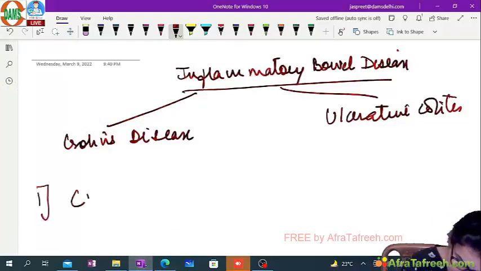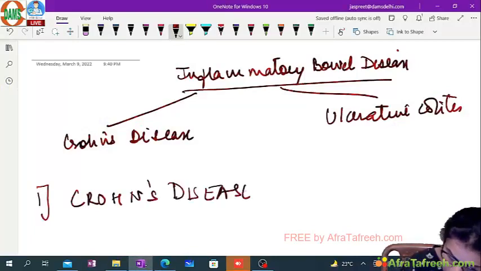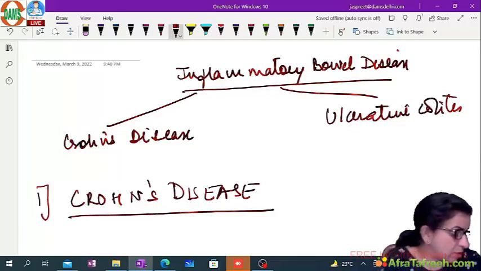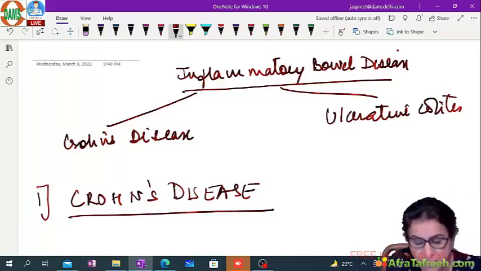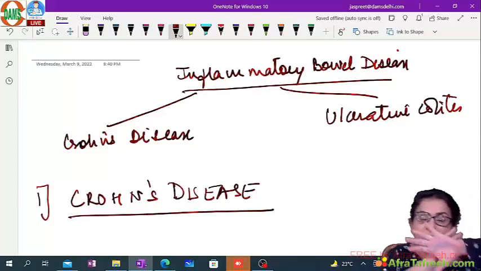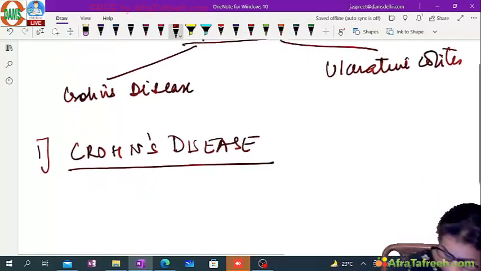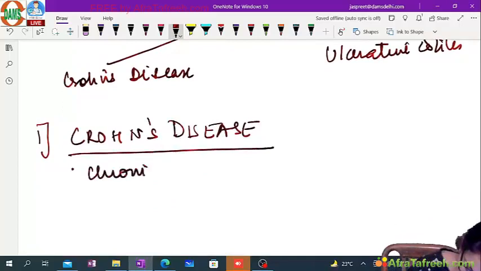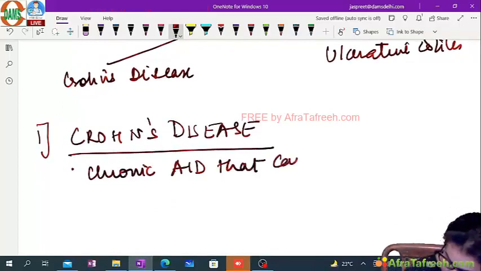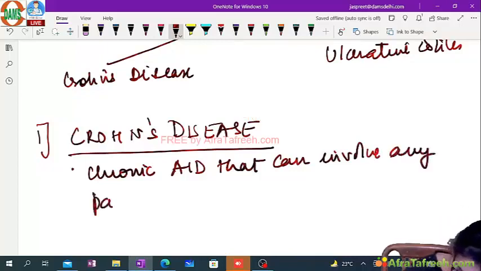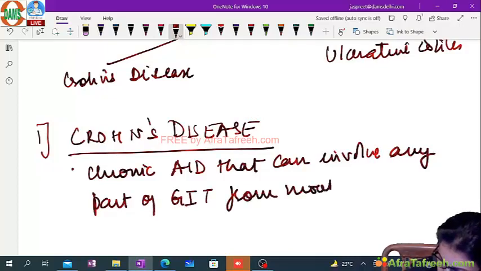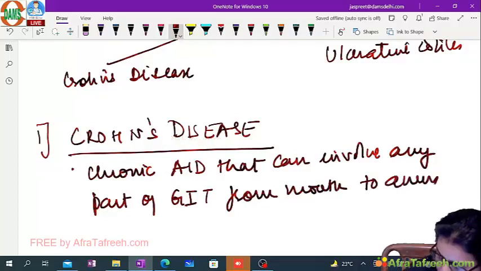Okay, first let us see Crohn's disease. Now what is Crohn's disease? It's a chronic autoimmune disease which can involve any part of GIT from mouth to anus.